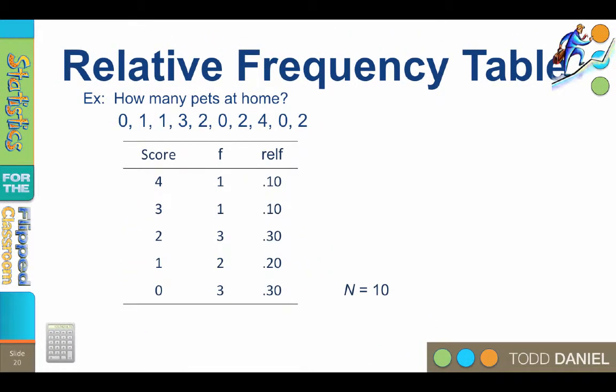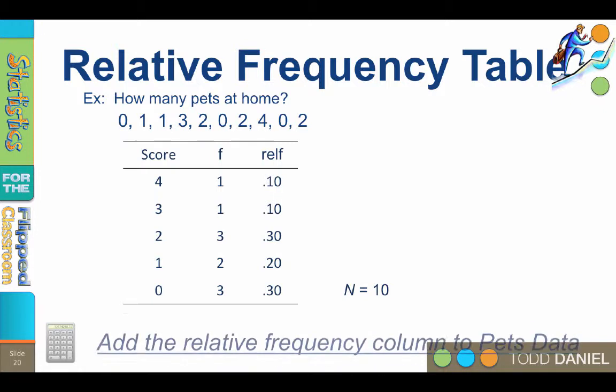Now here we have an opportunity to check our work. Because relative frequency is a number between 0 and 1, that is a proportion of the whole, if we add up the relative frequency column, it should always add up to 1. If it doesn't, we've made a mistake. We should go back and check our math. If you have not already, add these numbers to your pets data table in your notes.